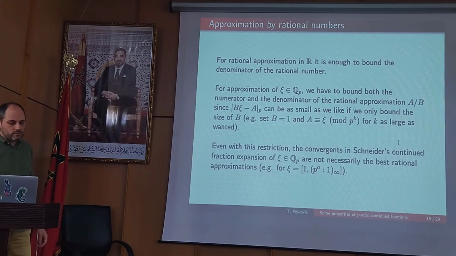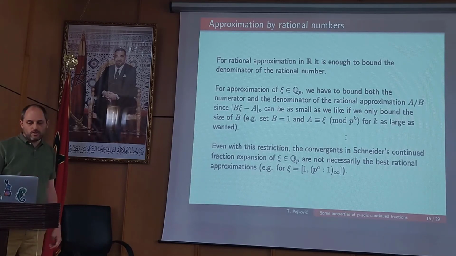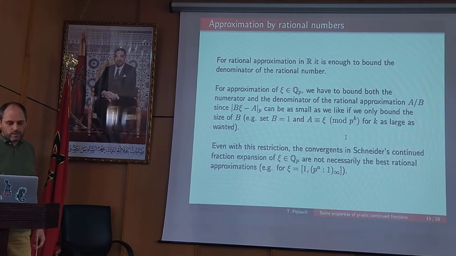We can set the denominator to be as small as possible, equal to 1, and we take a to be an integer which is congruent to psi modulo p to the power k, where k is some large number, as large as we want, and then this difference can be as small as we want. But even with this restriction, even with bounding the numerator and denominator, the convergents in Schneider's continued fraction do not have this nice property that the convergents of real numbers have. So they are not necessarily the best rational approximations.